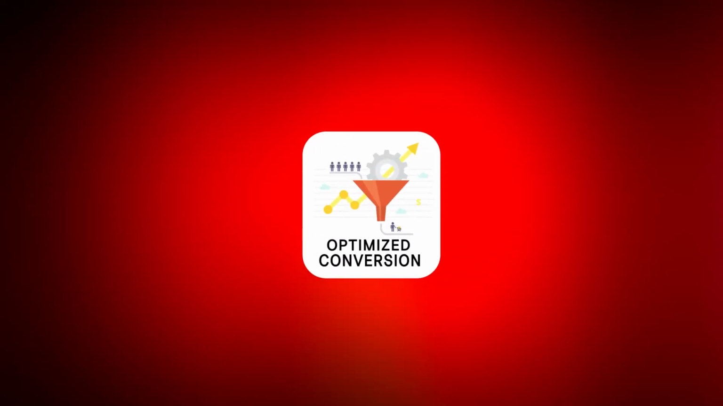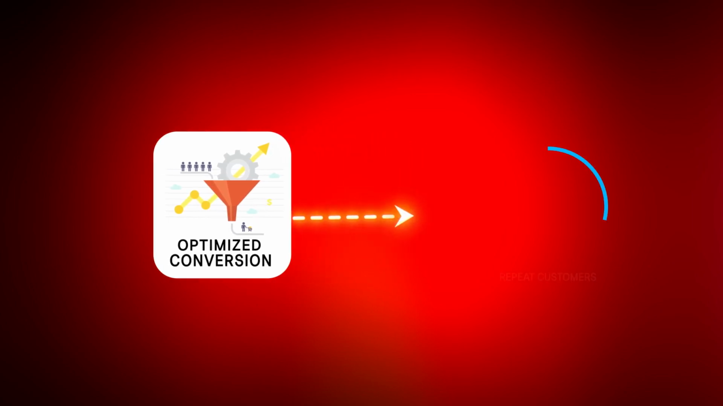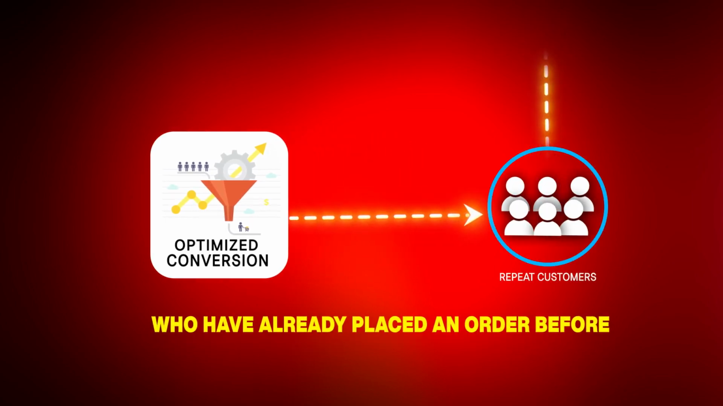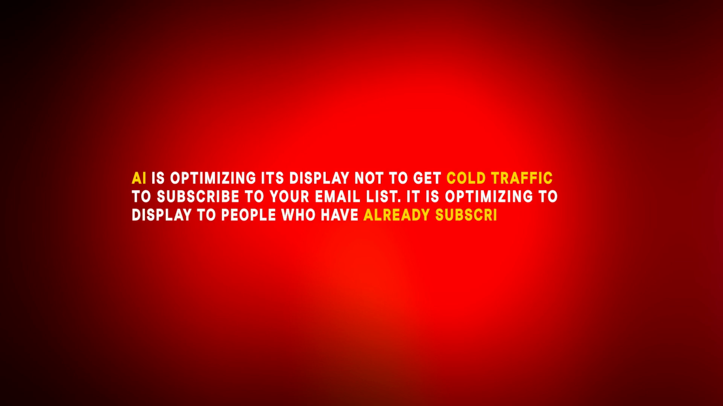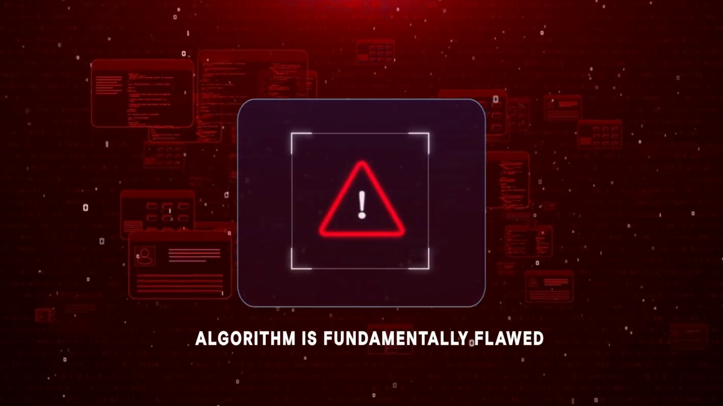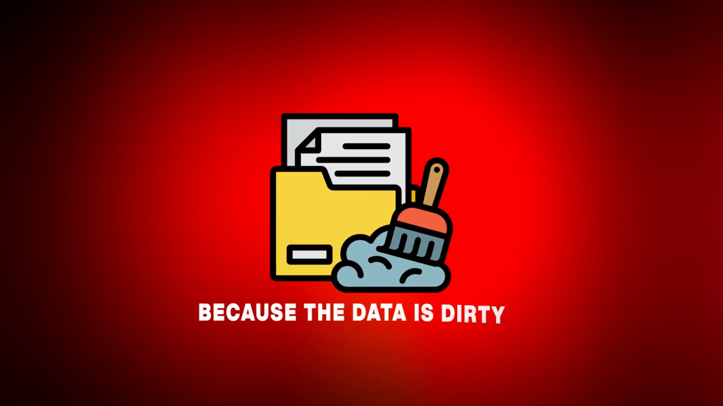Okay? Meaning your conversion rates are optimized to display to people who have already placed an order before, meaning they've already subscribed to your email marketing. This means the data is incorrect and that the AI is optimizing its display not to get cold traffic to subscribe to your email list. It is optimizing to display to people who have already subscribed to your list, meaning the algorithm is fundamentally flawed because the data is dirty.